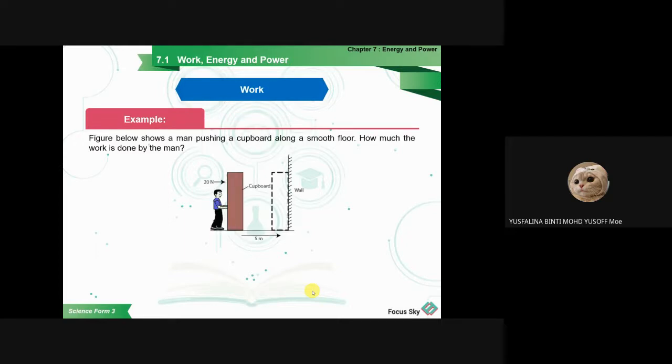So the next one is the example. Can you calculate for me what is the work here? Work is force multiplied by displacement. What is the force here and what is the displacement?